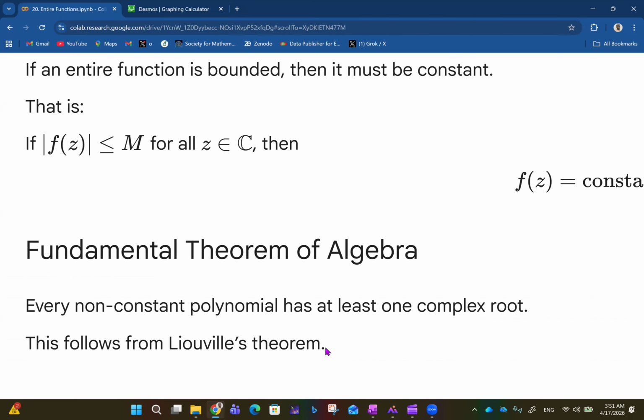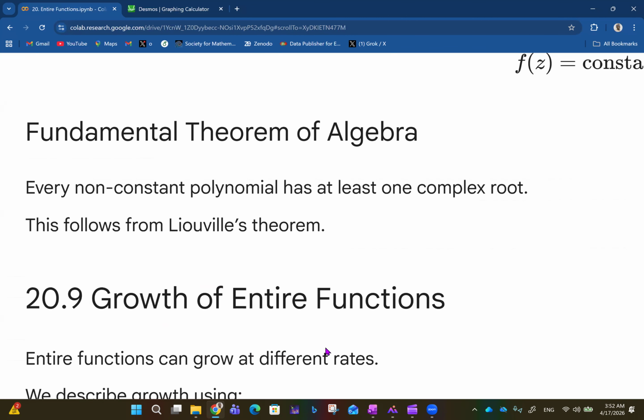If you look at complex numbers as the biggest umbrella for numbers, right, then every polynomial has a number of roots equal to its degree. So this follows from Liouville's theorem.